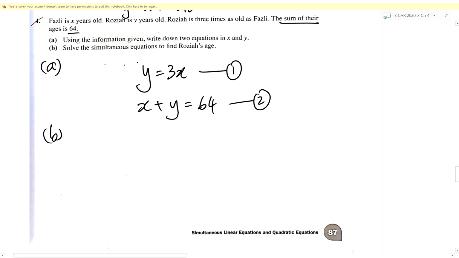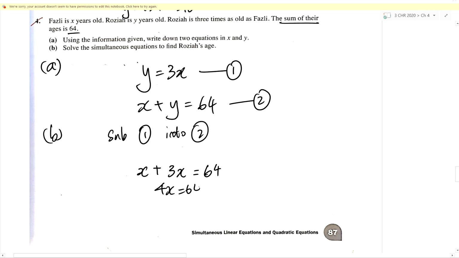Okay, part B now. Solve. Would you like to use elimination or substitution? Substitution, because equation 1 is already y in terms of x. So sub 1 into 2. Every time I see the y, I'm going to change it to 3x. I copy down the x first. X doesn't change. Write down x, write down the plus. Now I see a y over here. Change it to become 3x. Equals 64. So 4x equals 64.